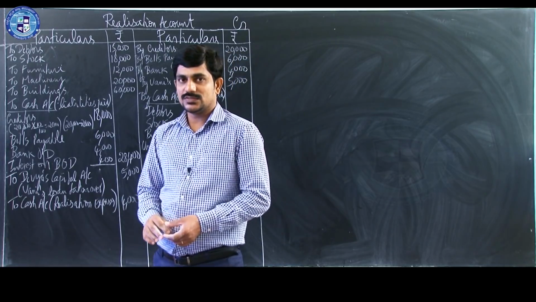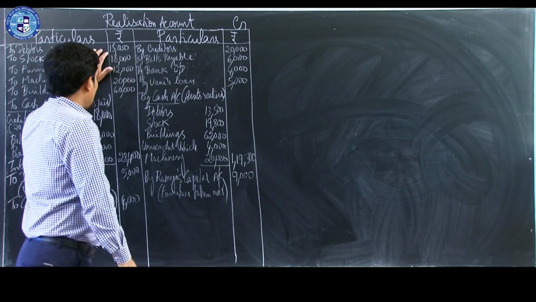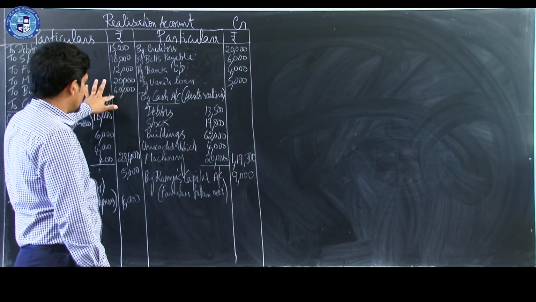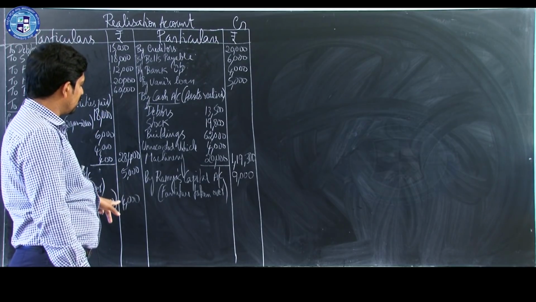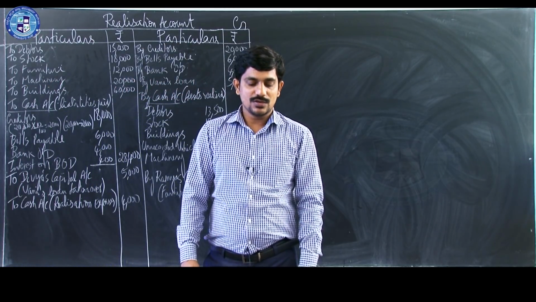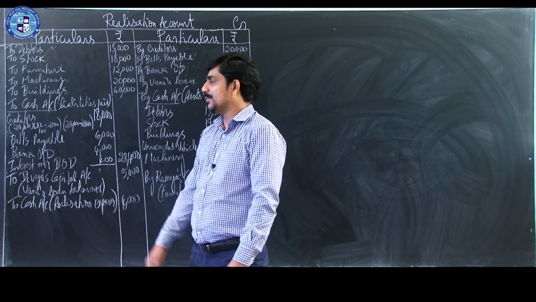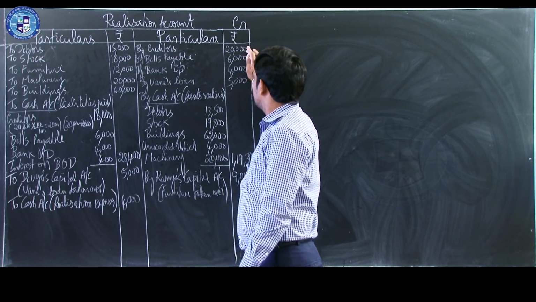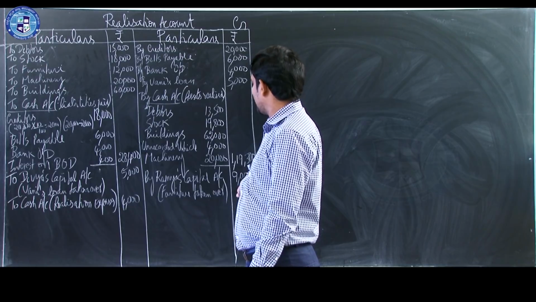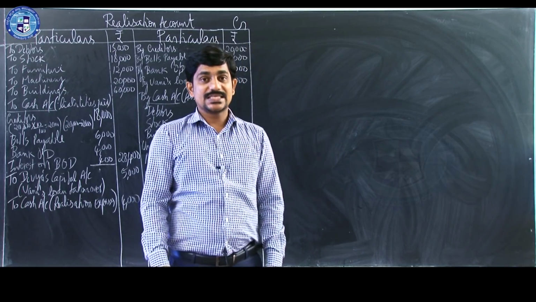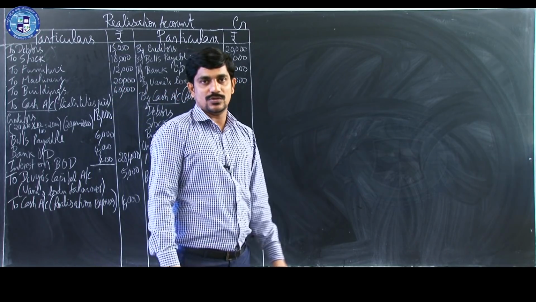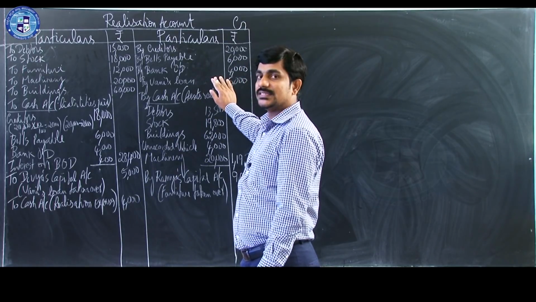We need to see which side is more. So when we add the debit side total: 15,000 plus 18,000 plus 12,000 plus 20,000 plus 60,000 plus 28,400 plus 5,000 plus 4,000. How much amount will you get? Debit side 1,62,400. Next add the credit side: 20,000 plus 6,000 plus 4,000 plus 5,000 plus 1,90,300 plus 9,000. You will get 1,63,300. So which side is more? Credit side is more.